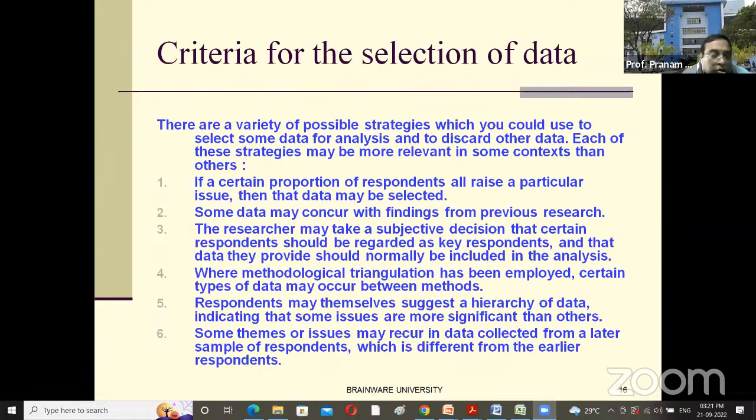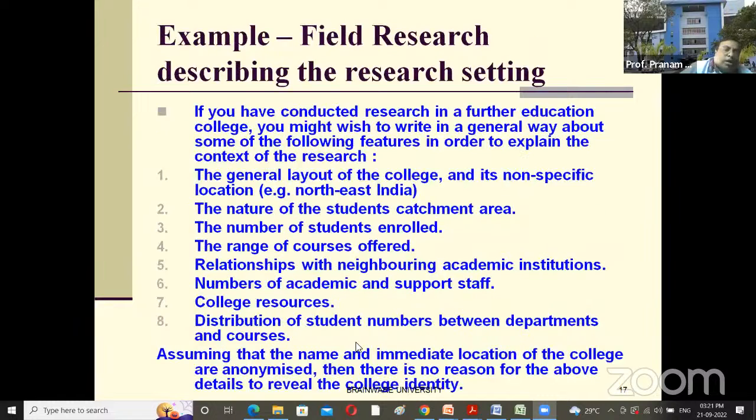Some themes or issues may recur in data collected from a later sample of respondents, which is different from the earlier respondents. So these are the differences in the nature of the data, and you have to select the correct data.